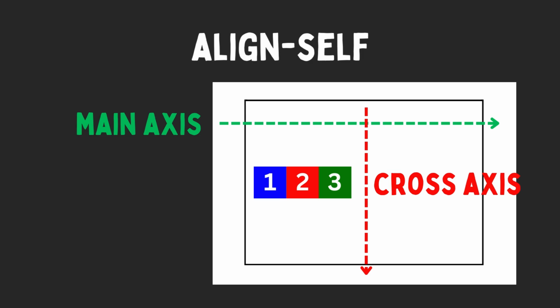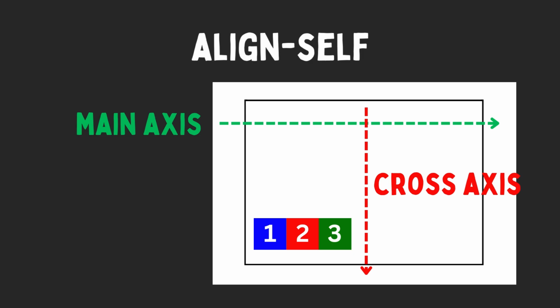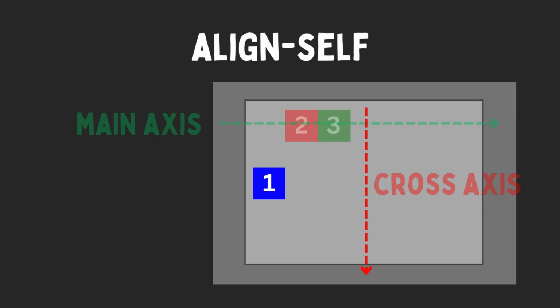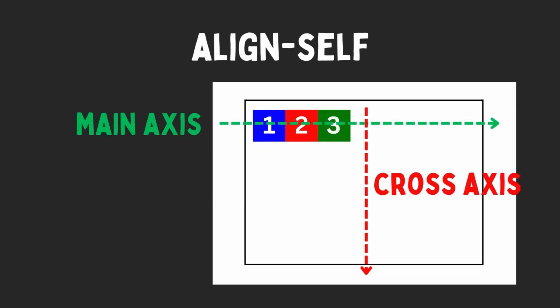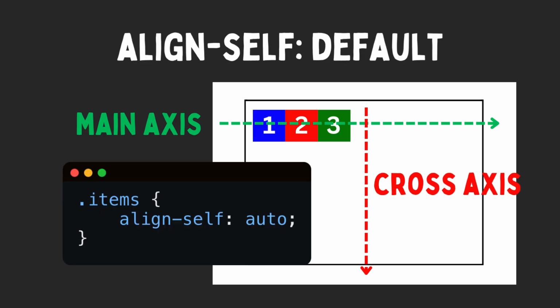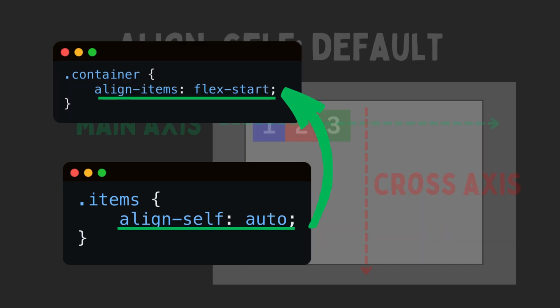Now we know how to align all the items in a flex container using align items. But what if you need just one item to stand out and have a different alignment? That's where align self comes in. Align self allows you to override the align items property for individual items. This means you can control the alignment of a single flex item along the cross axes, while the others stay aligned as usual. By default, flex items have align self auto, which means they inherit the alignment from the container's align items property.